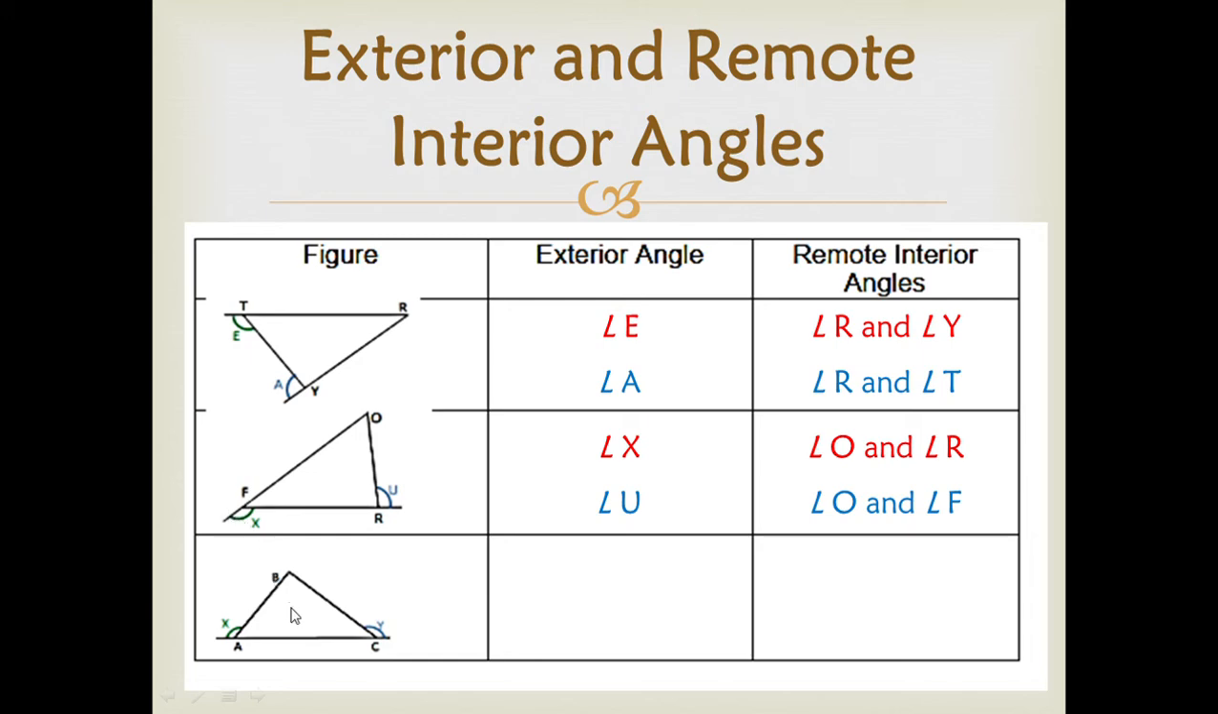For our next figure, we have here triangle ABC. Ang mga exterior angles ay sina angles X and Y. So, let's start with angle X. Ang kadikit niya ay si A. Therefore, ang remote interior angles niya ay sina B and C. Kapag si angle Y naman ang ating exterior angle, ang kanyang remote interior angles ay sina angles B and A.